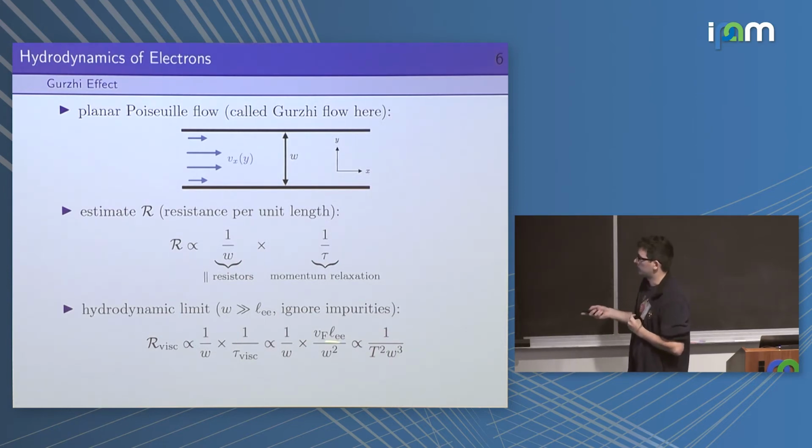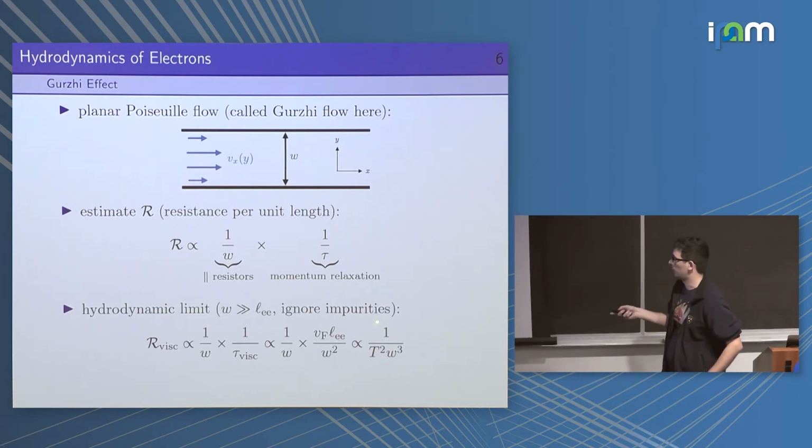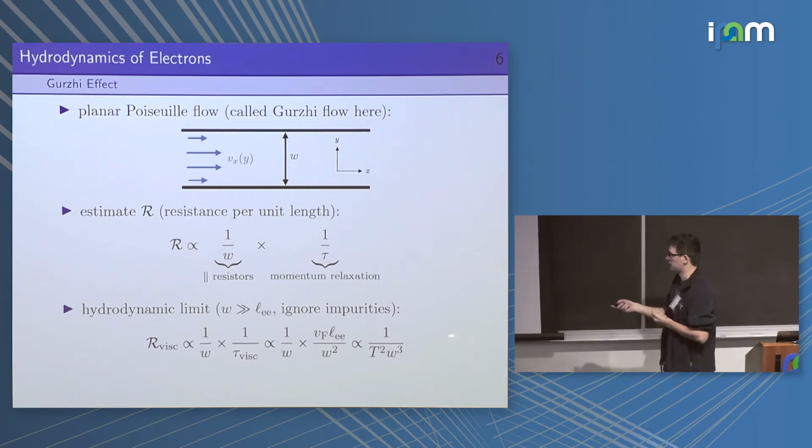And if we plug in the facts that we know about metals, we expect that, more or less, this resistance could scale as 1 over T squared, where T is temperature. Okay? So at low temperatures, this resistance will become very large. And it will also scale as 1 over width cubed. Okay? So 1 over W coming from here, 1 over W squared from here.